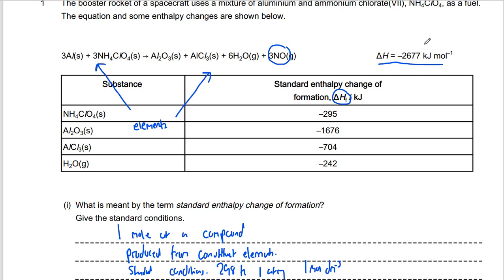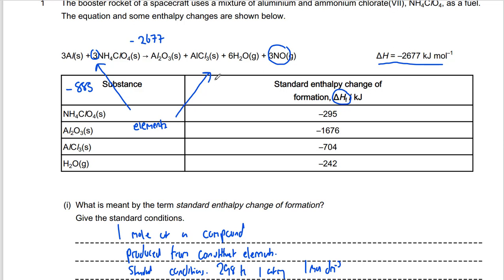So I'm told that delta H for the top reaction is minus 2677. I can now work out the rest of it, essentially. So I can work out everything on the arrow here on the left-hand side because there is no value for aluminium because it's an element on its own, so there is no entropy of formation for an element. And I've got 3 lots of NH4ClO4, so I just have to do 3 times minus 295. And that gets me minus 885. Now, that means that this arrow is minus 885.